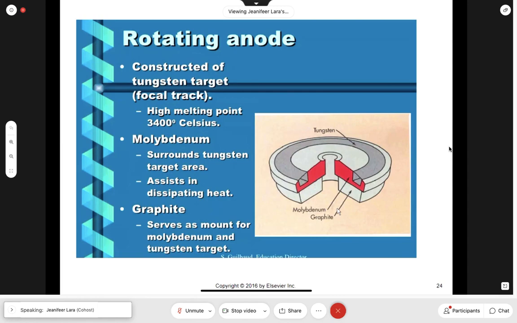We call it the prep phase. This is where the induction motor starts to spin the anode, because we need the anode to be spinning to top speed. We also need the source of electrons. We need to have those electrons already free. So on the second phase, when that happens, we want the X-ray phase.